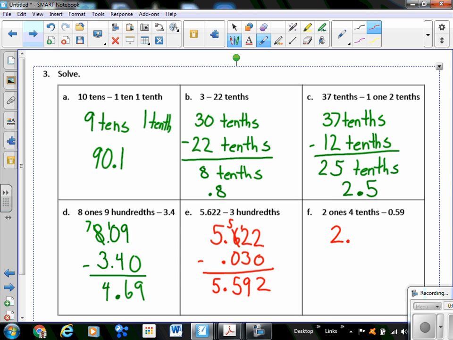2 in the ones, 4 in the tenths, minus 59 hundredths. Add a 0. Borrow from the 4, make that a 3. 10 minus 9 is 1. Borrow from the 2, make that a 1 and a 13. 13, 12, 11, 10, 9, 8. 1 decimal point.